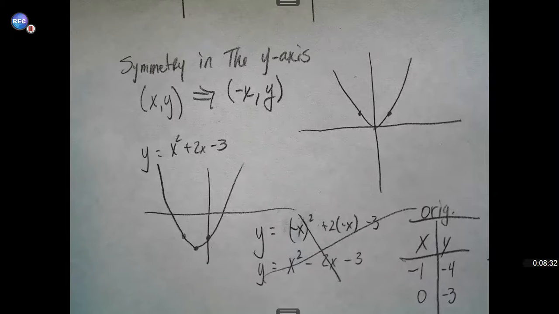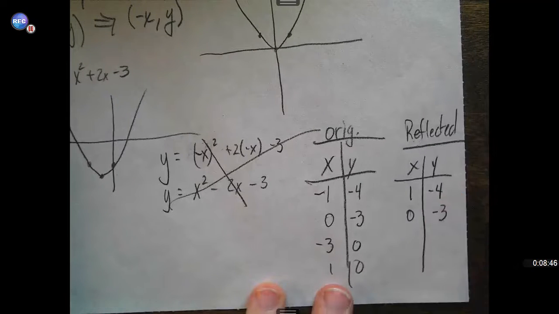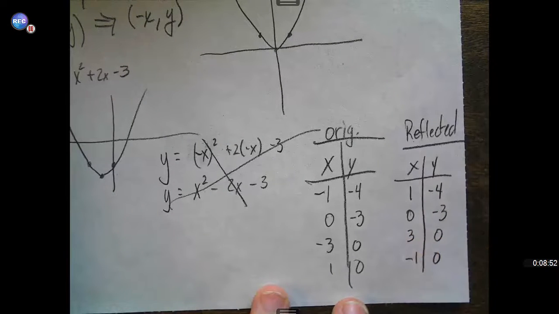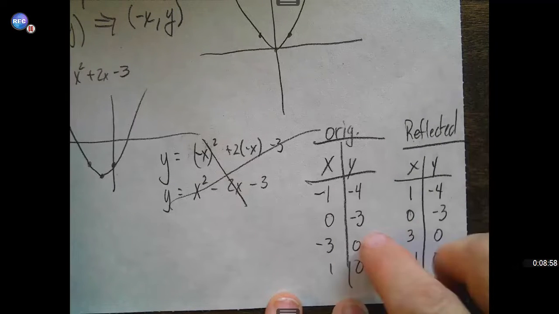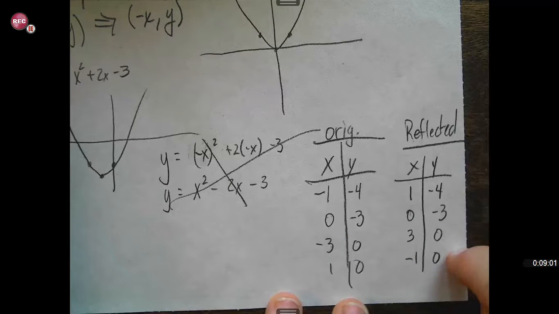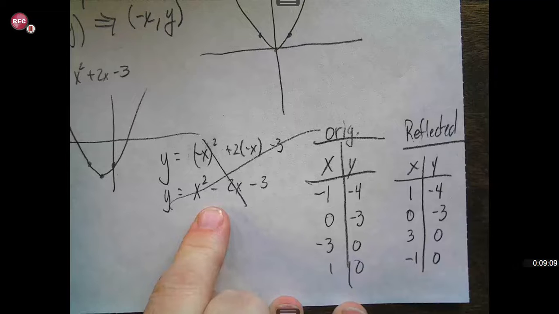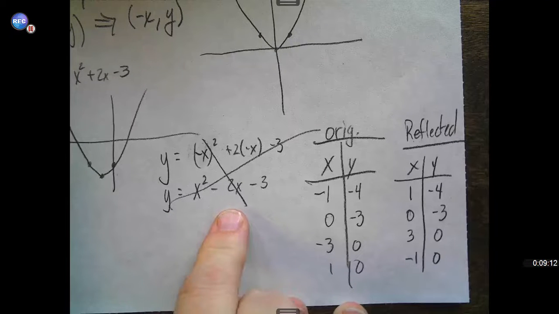For example, -3, 0 and 1, 0 are the x-intercepts. So on the reflected graph, those points are going to become 3, 0 and -1, 0, if I reflect it over the y-axis. So I could draw the original function, and I could draw its reflection over the y-axis. Like we did before, we checked for symmetry in the y-axis, and there was no symmetry in the y-axis.